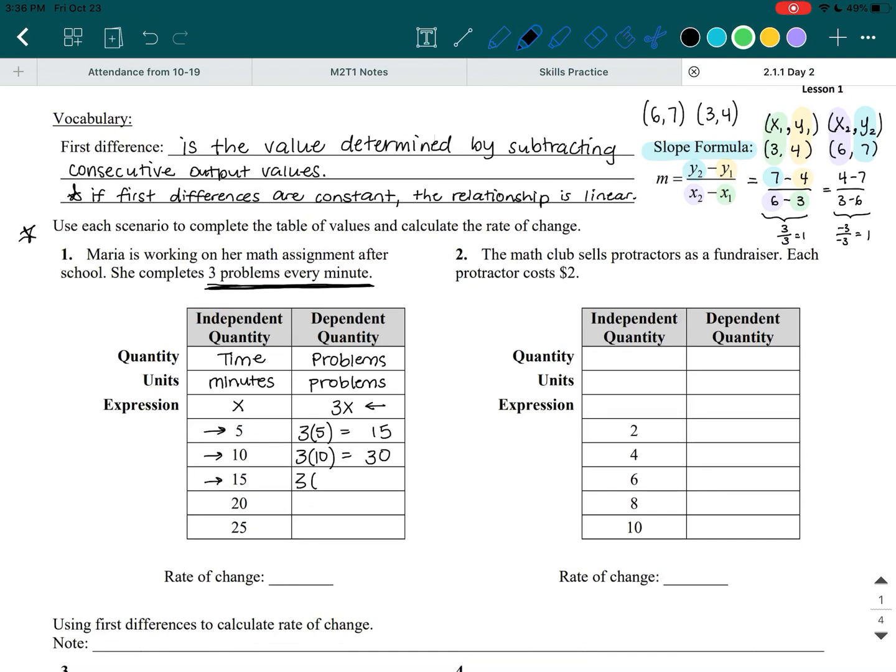Next, plug in 15. 3 times 15, and you get 45. And then next, we have 20. So 3 times 20, and this gives us 60. And then finally, we have 25. So 3 times 25, and this gives us 75. So now we filled in our t-table.